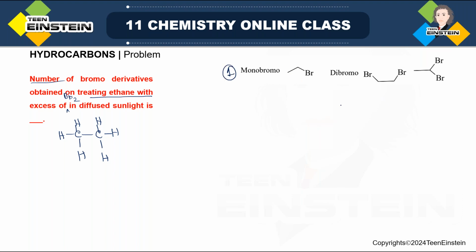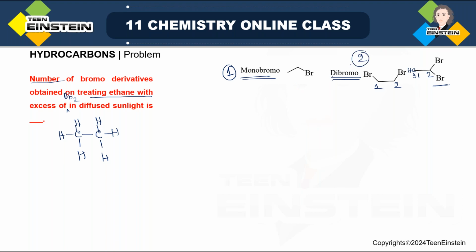Now when it is dibromination, it is possible that two hydrogens are replaced from the same carbon. This is CH3. In that case, you will get this molecule. But if one hydrogen from carbon 1, suppose this is carbon 1, this is carbon 2, and one bromine from carbon 2 we are getting, then 2 different types of possibilities are there when it is dibromo substitution. So here we have 1, here we have total 2.